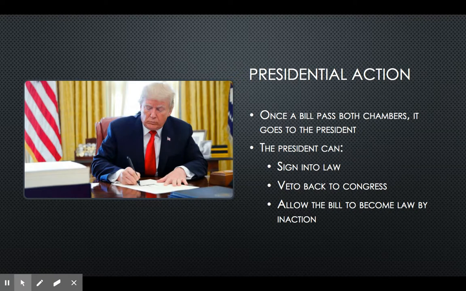From there, once it's passed both chambers, both the House and the Senate, it goes on to the president. And the president has a few options. He can sign it into law, he can veto it or reject it so that it goes back to Congress, or he can allow the bill to become a law by inaction. So by not signing it or not vetoing it, after so many days, it will become a law because he hasn't taken any action on it.